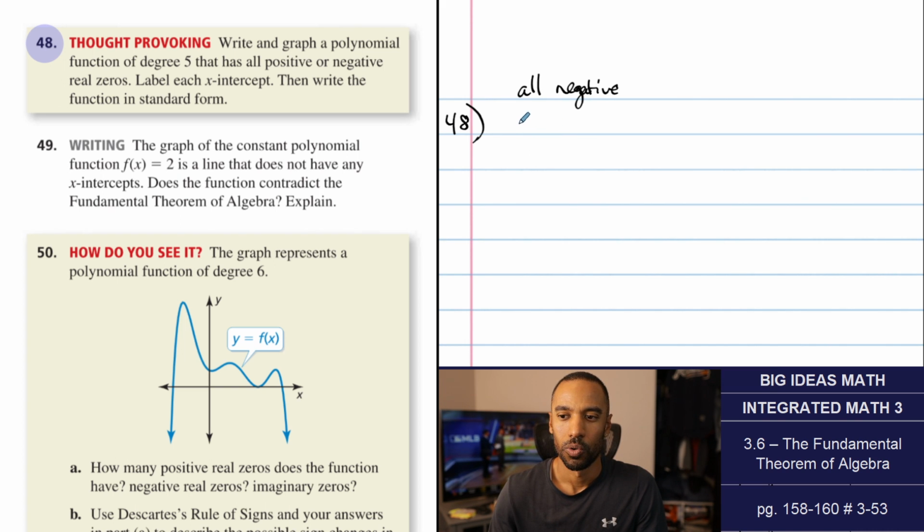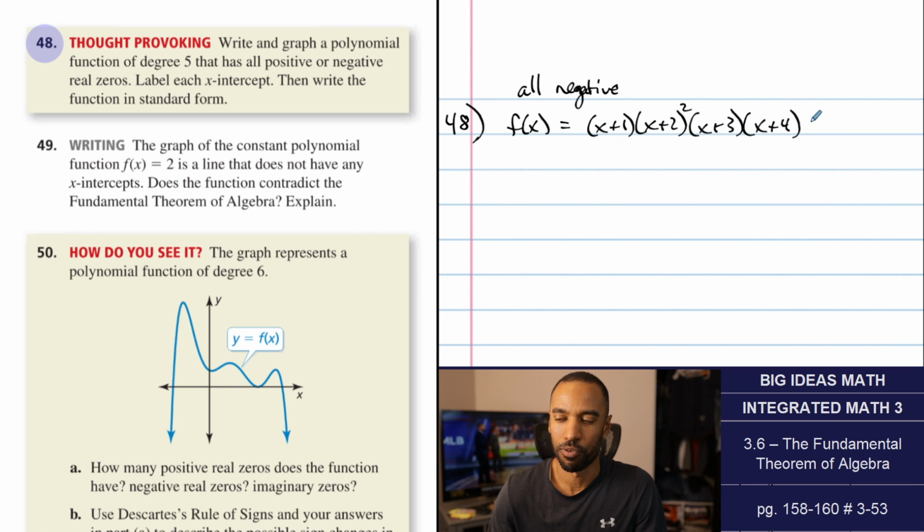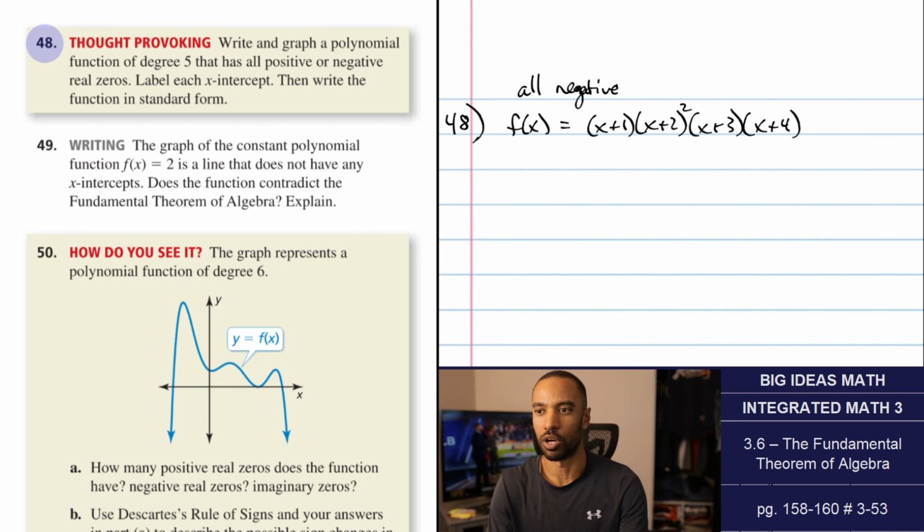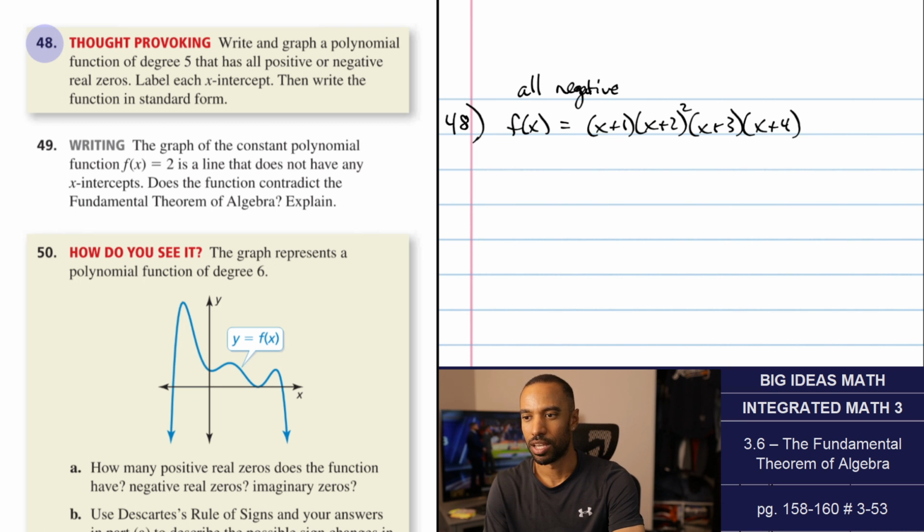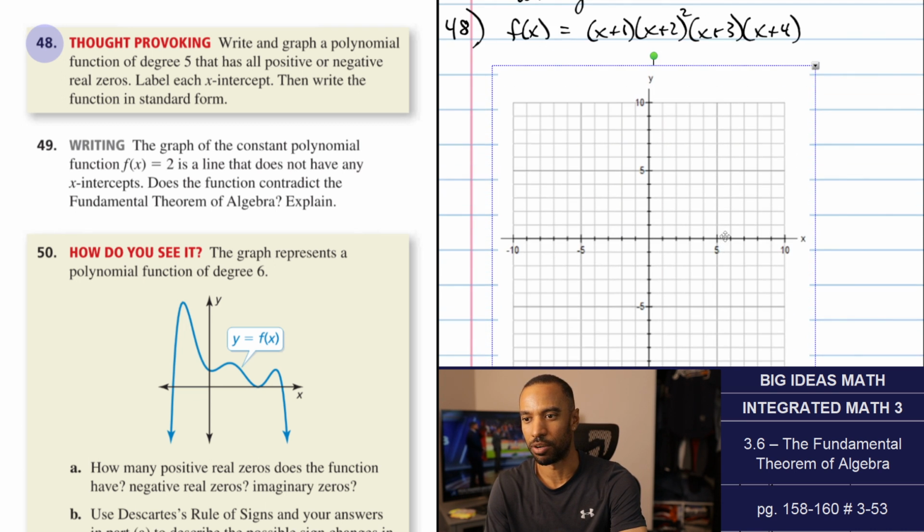So write a polynomial. If they're all negative, we can do x plus 1 times x plus 2 times x plus 3. Let's do a squared one right here and x plus 4 like that. So there's a little bit to do here. When it comes to graphing this, I'm going to try and keep the numbers smaller if I can, right?